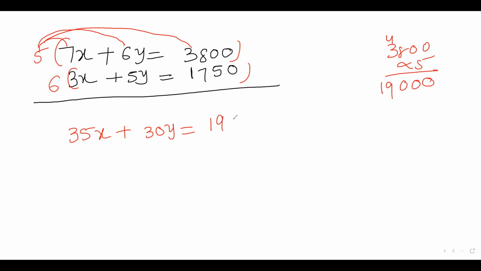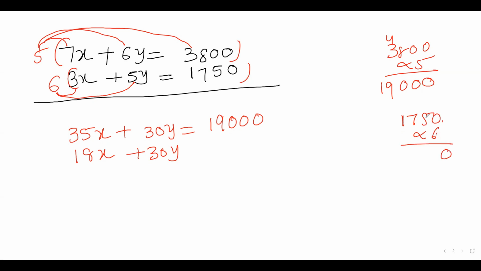Is it 19000? 6 threes are 18x. 6 fives are 30y. 1750 into 6. 6 zeros are 0. 6 fives are 30. 6 sevens are 42, 45. 6 ones are 6, 10.